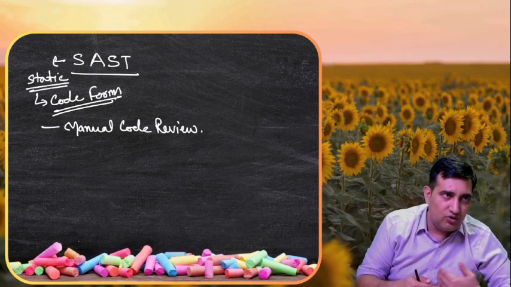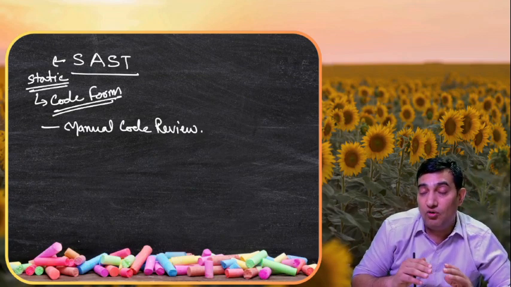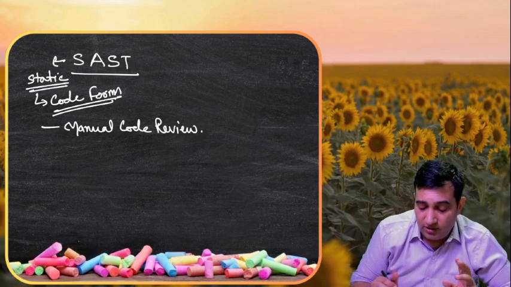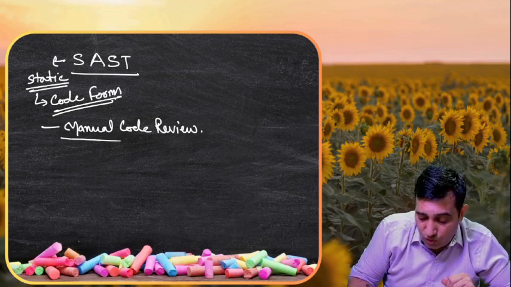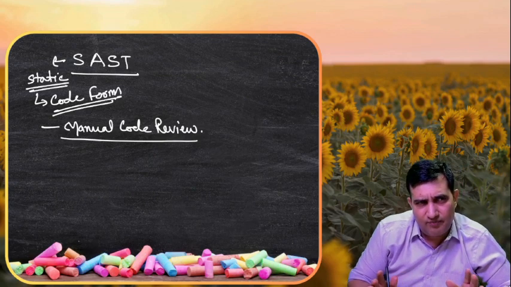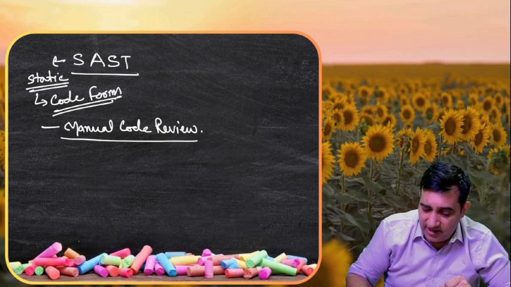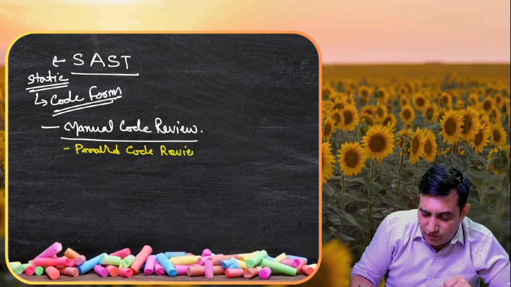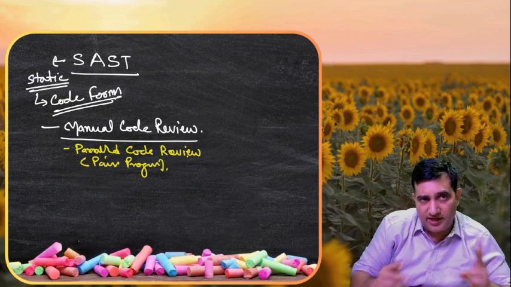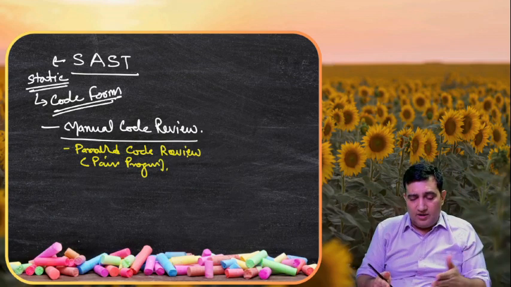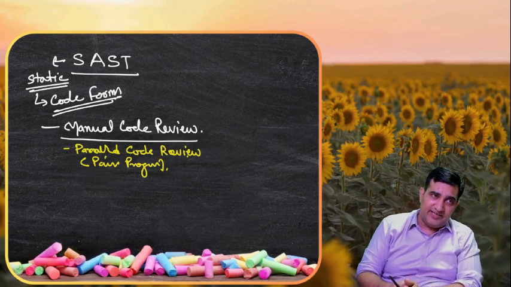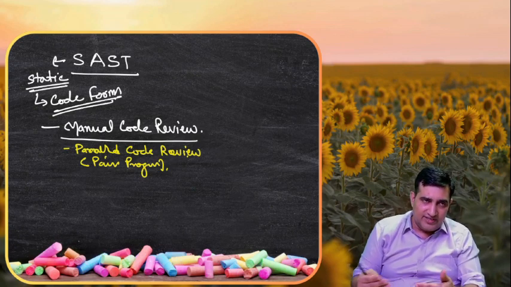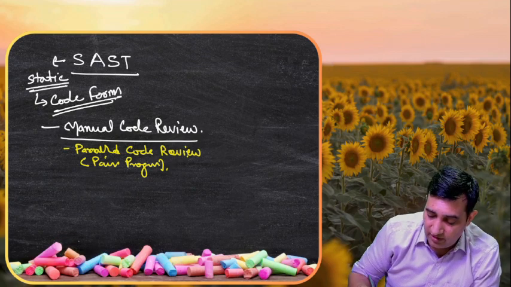So the earlier you identify a particular bug or a vulnerability, it is always good for software development. So that's the number one thing. We do manual code review. For manual code review, there are different approaches we can take. There is something called parallel code review, or you also sometimes call this pair programming. Okay, pair programming. There are two people who will be doing the same thing. One will be developing the software, another will be testing it in real time. So that's called pair programming, or we call it a parallel code review.